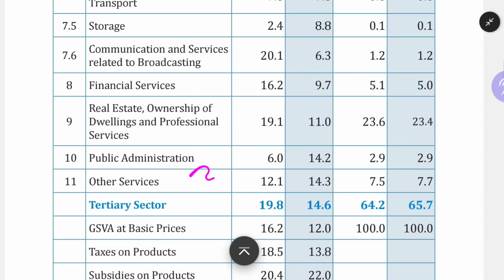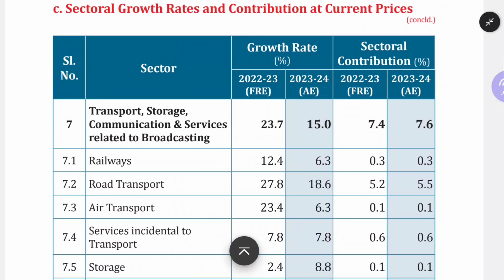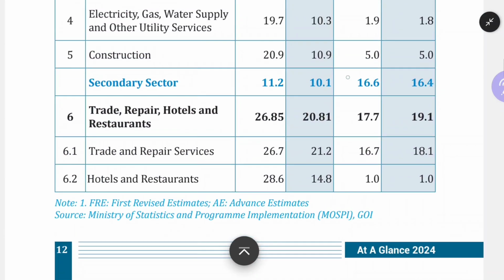As you see, the tertiary sector consists of n number of sectors: public administration, real estate, financial services, communication services, storage, and transportation. In that, road transport, rail transport, air transport, all the transport is there. Okay, trade, repair, hotels and restaurants.